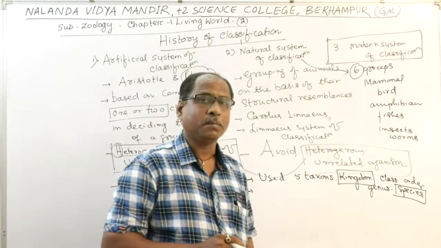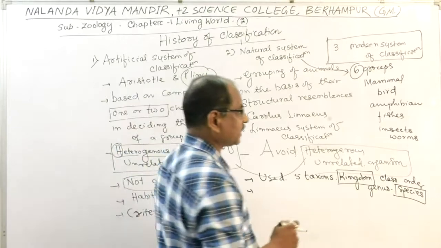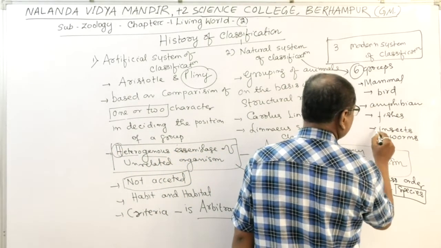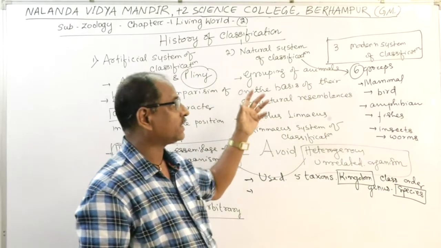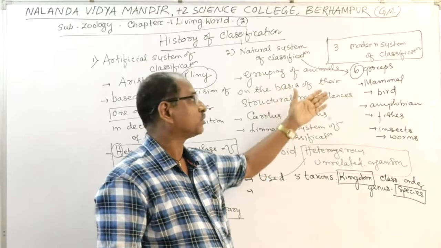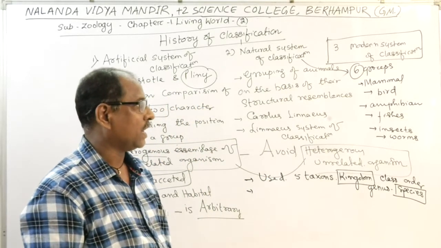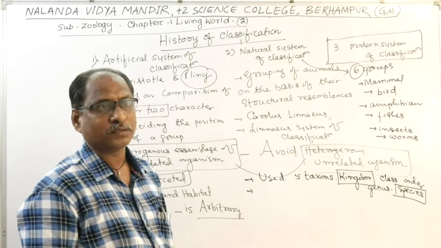Mammal, bird, amphibian, fish, insect and worm. Linnaeus divided the animals into 6 groups. Those are mammal, bird, amphibian, fishes, insects and worms.